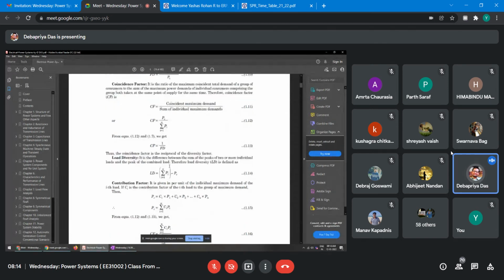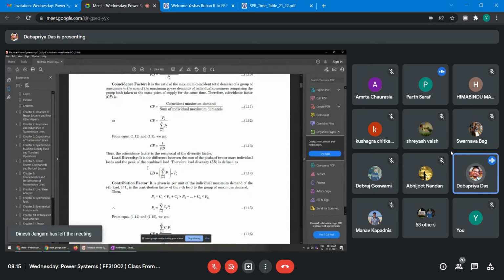Now load diversity. Load diversity means the difference between the sum of peaks of two or more individual loads and the peak of the combined load. That means it is the sum of individual maximum demands minus the coincident maximum demand, right? Suppose agricultural load is 80 megawatt, industrial load is 200 megawatt, for example. So 280 will be the sum, and say coincident maximum demand Pc will be 240. So it will be 280 minus 240 is equal to 40 megawatt. That is sum of individual maximum demands minus the coincident maximum demand. This is actually load diversity.